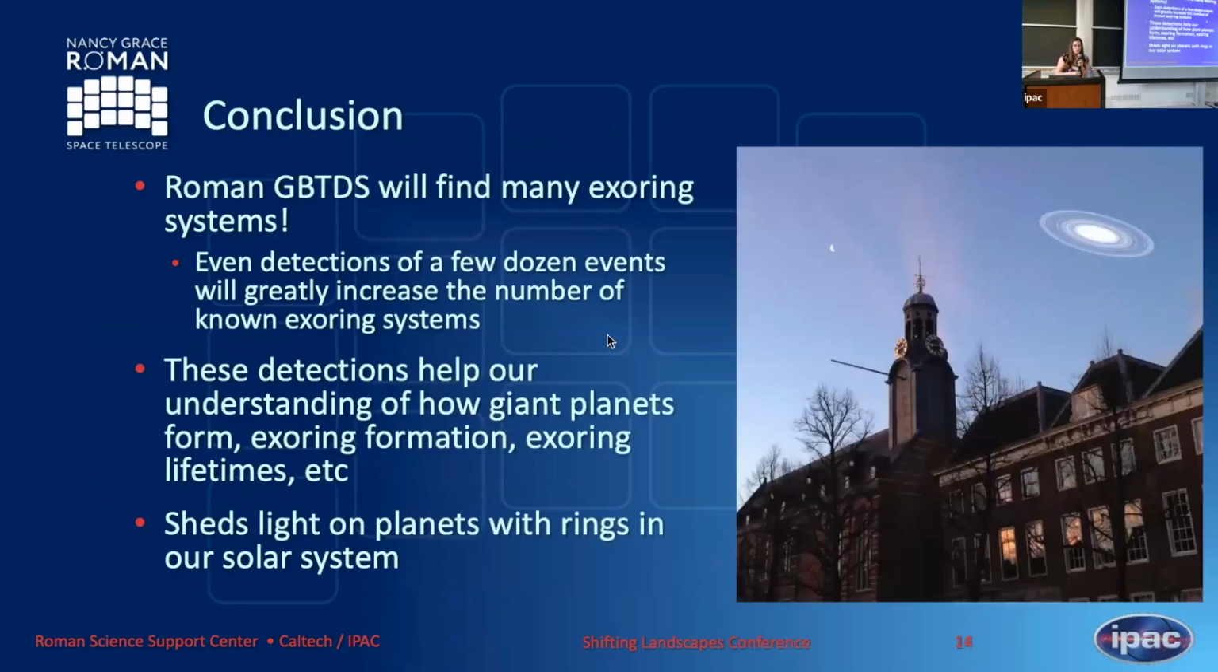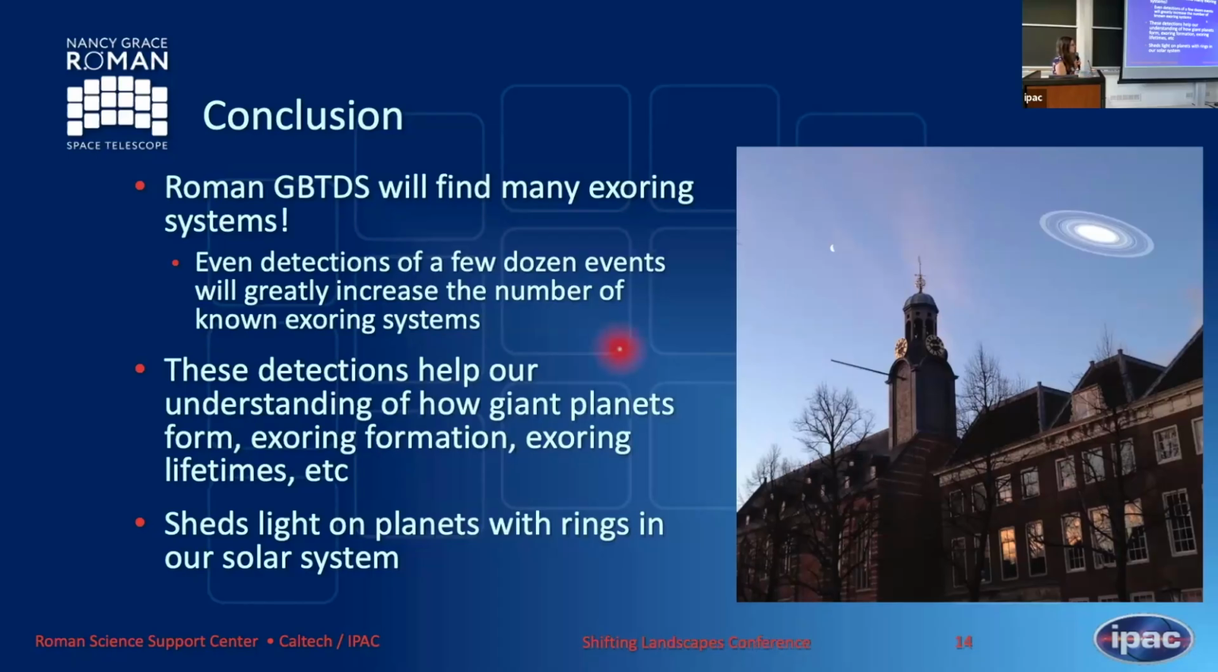Okay, so as I said, we are definitely going to find many exoring systems in the galactic bulge time domain survey. I don't know how many, but it will be very exciting. It will be certainly a very large number. And even a few dozen detection events will greatly increase the number of exoring systems that we have. And they will help us understand how giant planets form, how exorings form and their lifetimes, and it also sheds light on the planets in our own solar system and their rings. And I just wanted to end with this nice image.